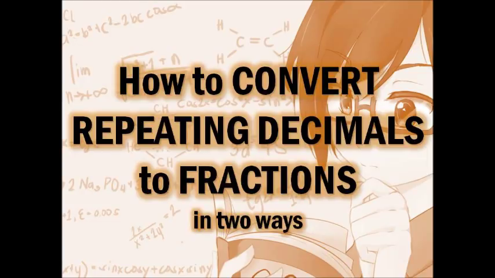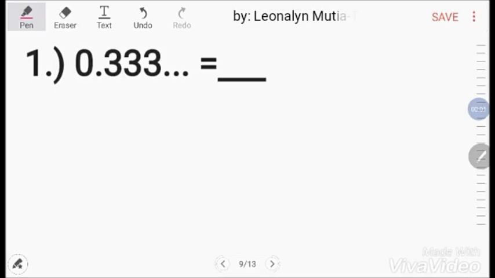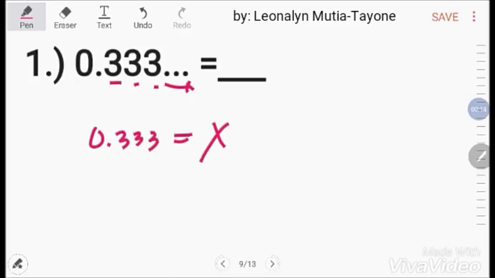How to convert repeating decimals to fractions in two ways. Number one, 0.333 and so on. How to convert it into a fraction? Isang number lang ang meron dyan. So, let 0.333 be our x.